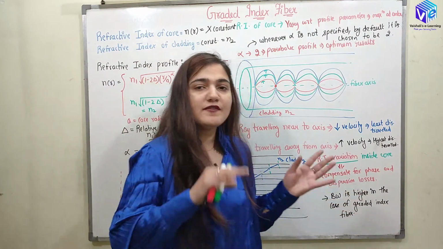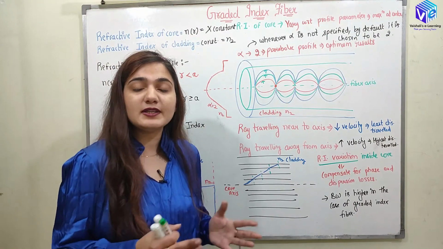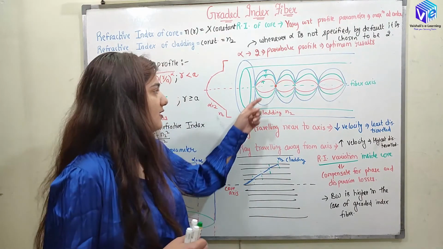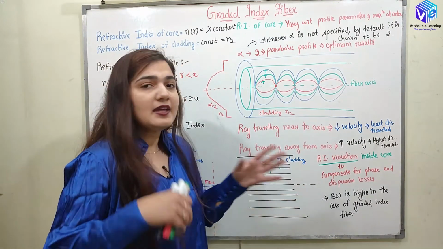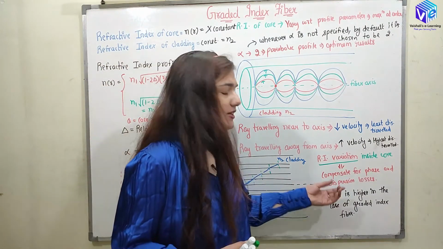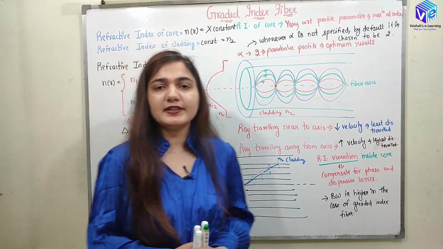Even though the modes are present, the dispersion losses between them are less, the intermodal dispersion between them is less, and this is how I will have better bandwidth in comparison to the multi-mode step index fiber. So here I am concluding my session.